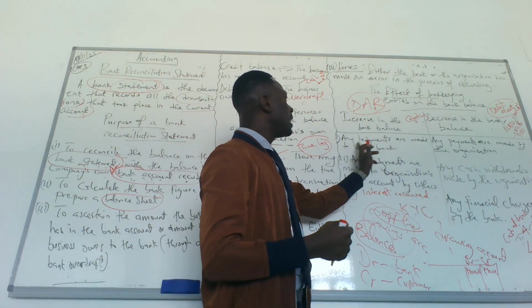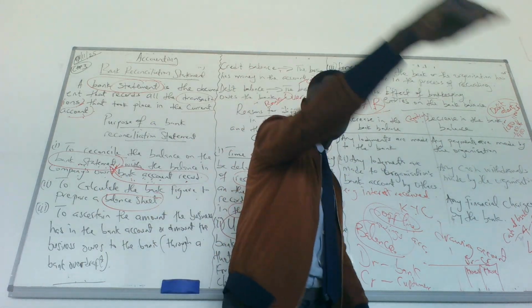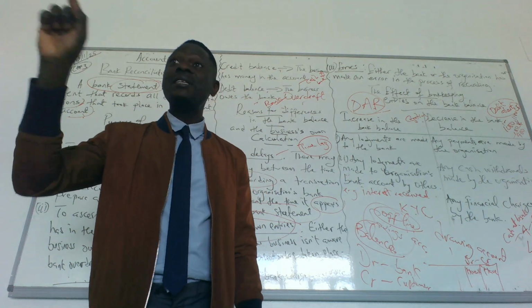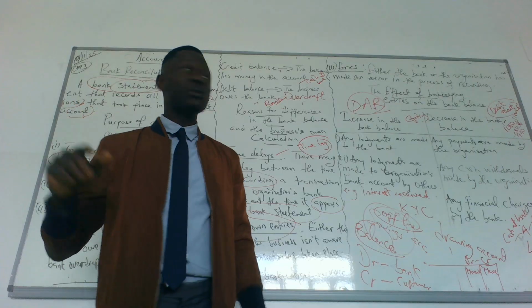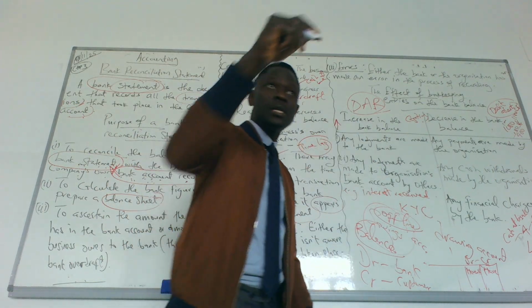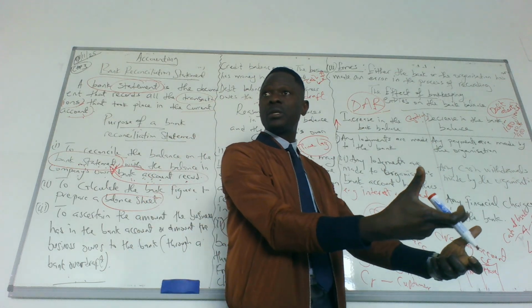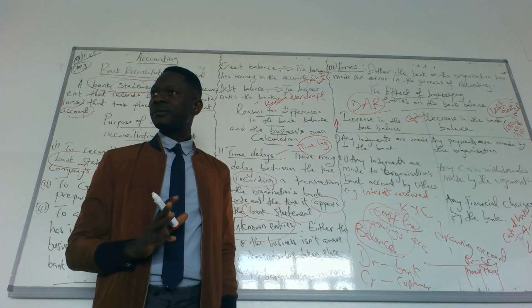Number one, any lodgements made to the bank. Lodgement means you are putting money into the bank. You lodge your money into the bank. As soon as you lodge your money into the bank, you have a credit alert. The bank will credit you. So your bank balance does what? It increases, because you put money into your bank account. You put your cash in your bank account. There will be an increase in your bank account balance.